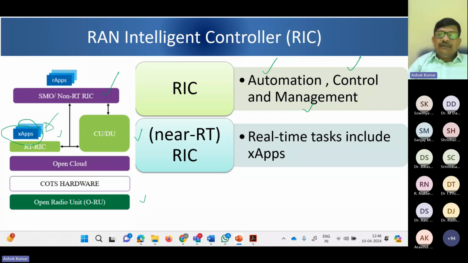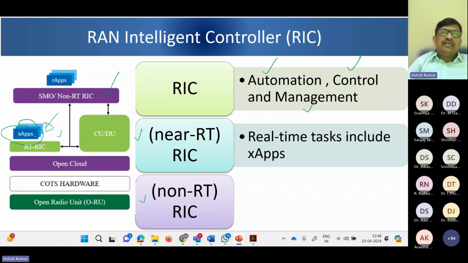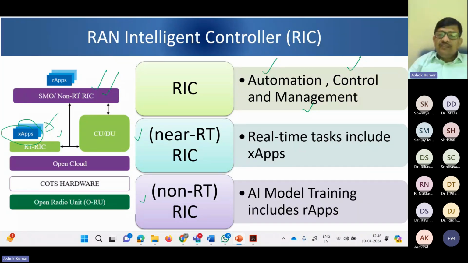We call it xApp. And the non-real time RIC is here, along with the service management and orchestration. There, AI model training is one example. Here also there can be many third-party applications for this non-RT RIC. We call it rApp. So please remember the difference between rApp and xApp. rApp is at the non-real-time RIC and xApp is at the real-time RIC.